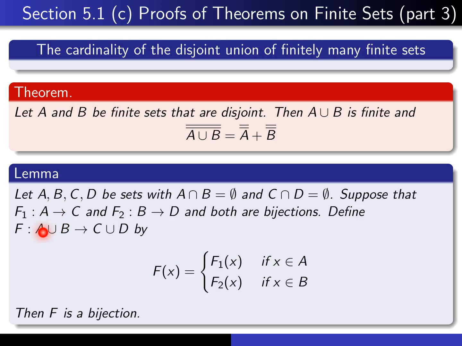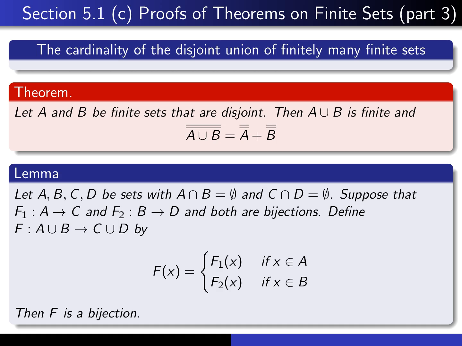If X is in the union, then since A and B are disjoint, X must be either in A or in B, but not in both. If X happens to be in A, then capital F maps X to F1 of X, and if X happens to be in B, then F maps X to F2 of X.